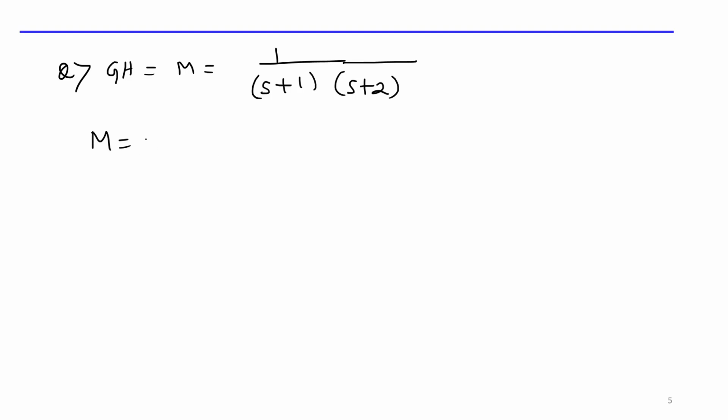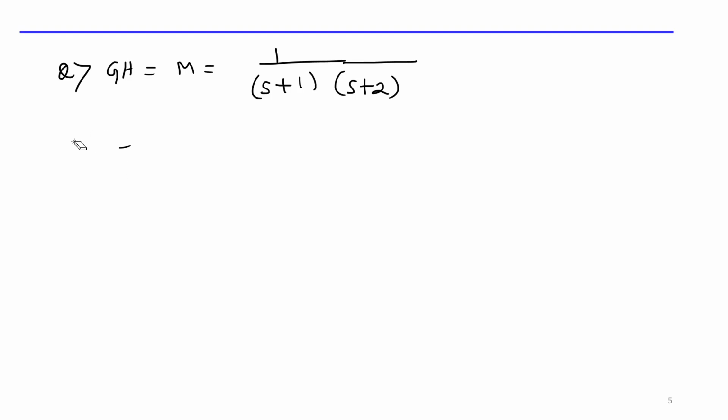Let me give another question where the open loop transfer function is given to you. How much is it given? 1 by s plus 1. Let me add another pole, 1 by s plus 2. Then how to draw the polar plot of the system? In 3 steps I will do.